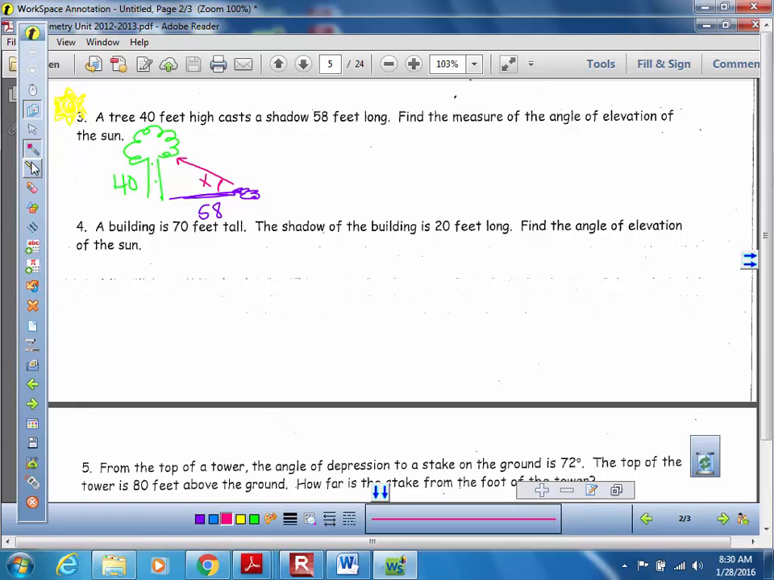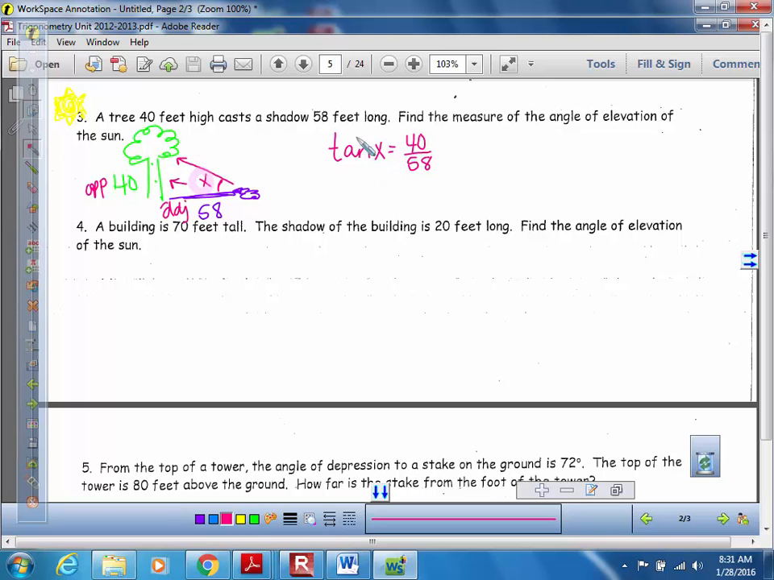So if we look from that angle that we do not know, we know that 40 is my opposite, and we know that 58 is the adjacent. So looking back at our trig functions, I know that tangent is the only one that uses opposite and adjacent. So that would give me tangent, and remember our angle is x right now, equals opposite, which is 40, over adjacent, which is 58.